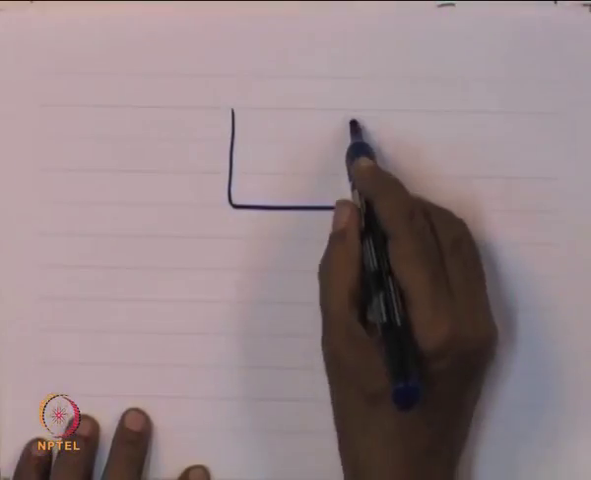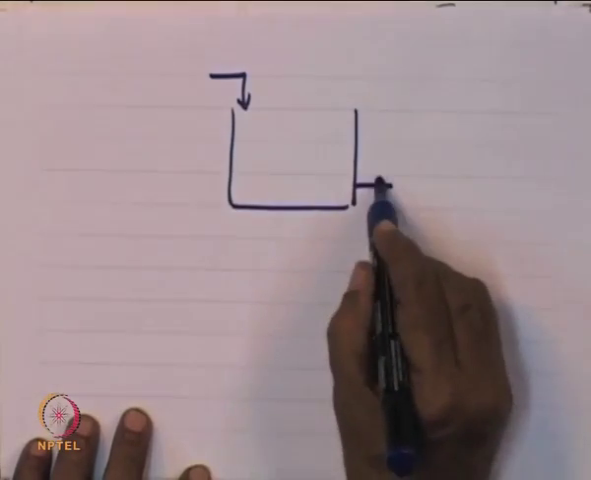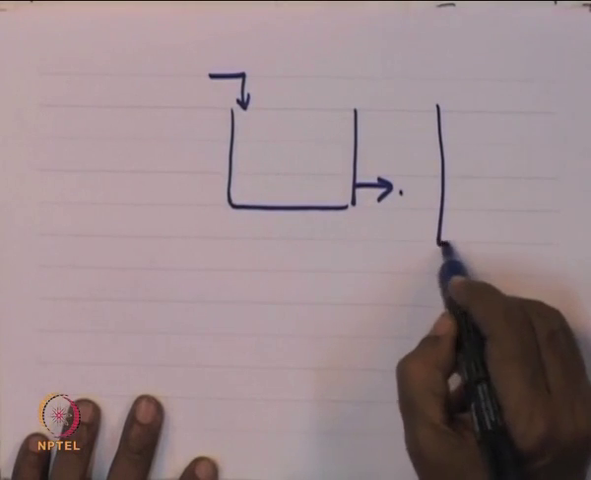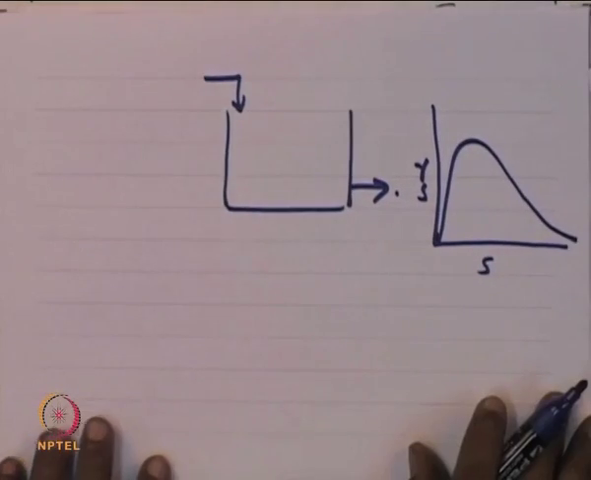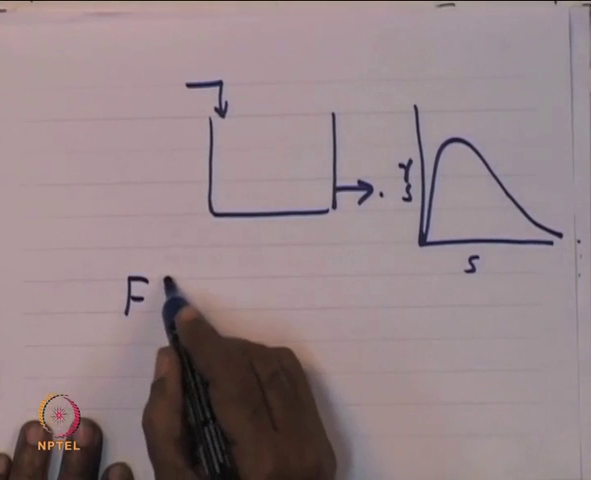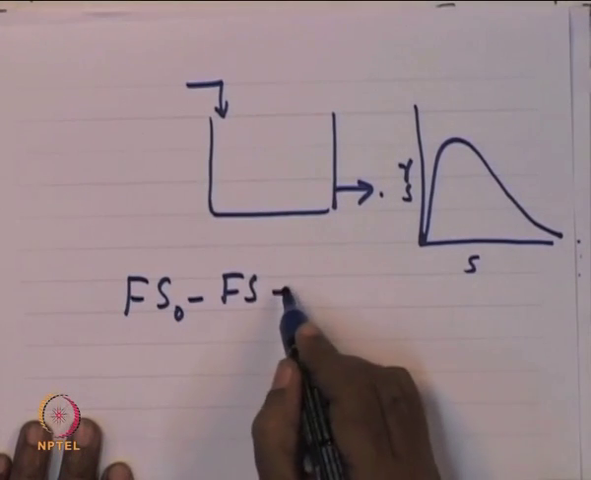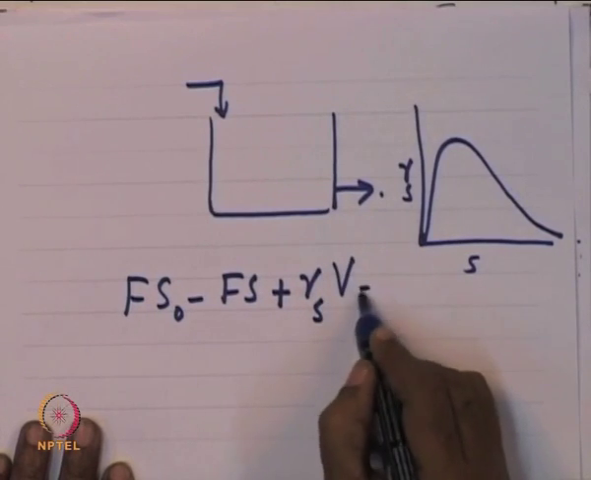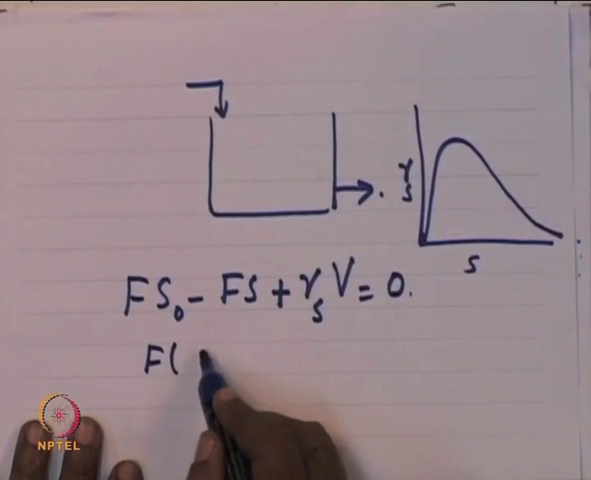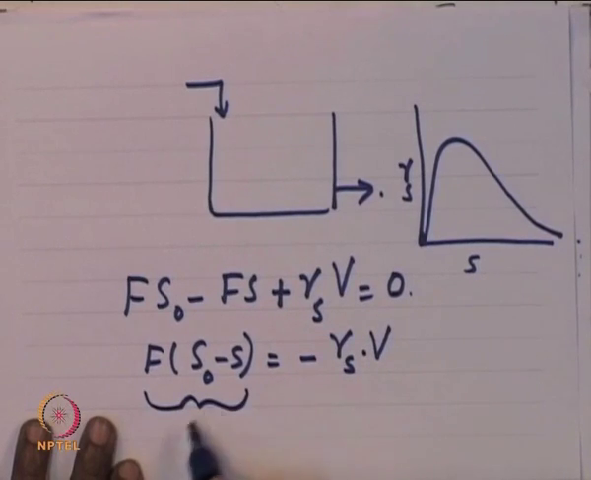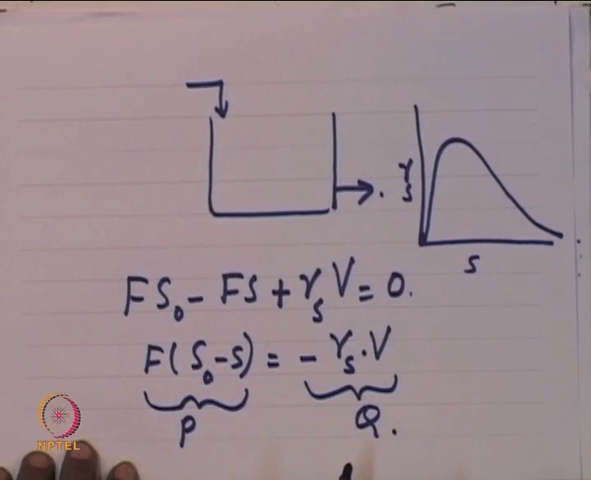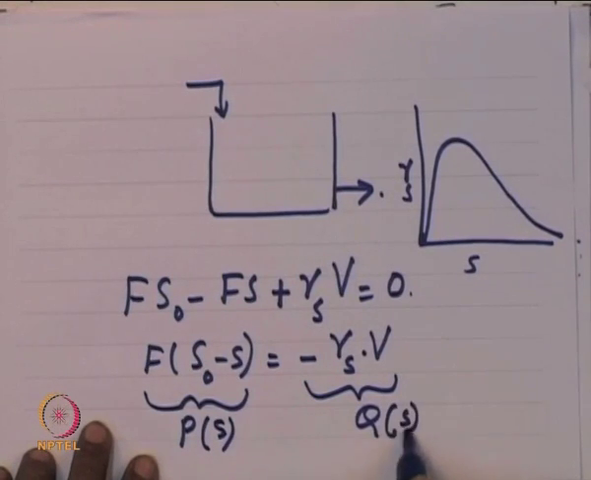And this is the next part, what we want to do: we have a CSTR. This rate law applies, which means RS. Let us write the material balance: F S naught minus F S plus RS times V is 0, or F into S naught minus S equal to minus RS times V. Is this okay? I call this P, I call this Q, and both are functions of substrate concentration. Q versus S has been plotted already.